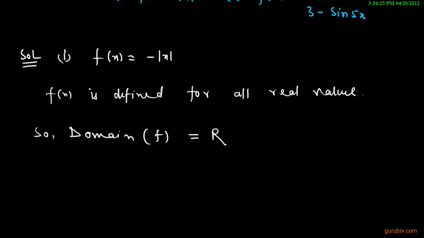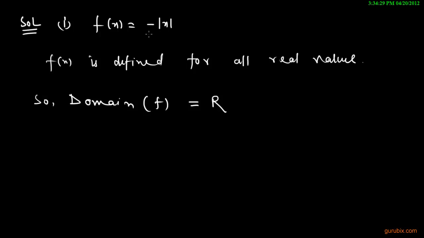And as far as the range of this function is concerned, if we put any positive or negative value, suppose we put 0 here, then we get 0, right? If we put positive or negative values, then we get a negative value because there is a negative sign before this |x|. So the range will be 0 to negative infinity, and 0 is included. So this is the range of the function f.